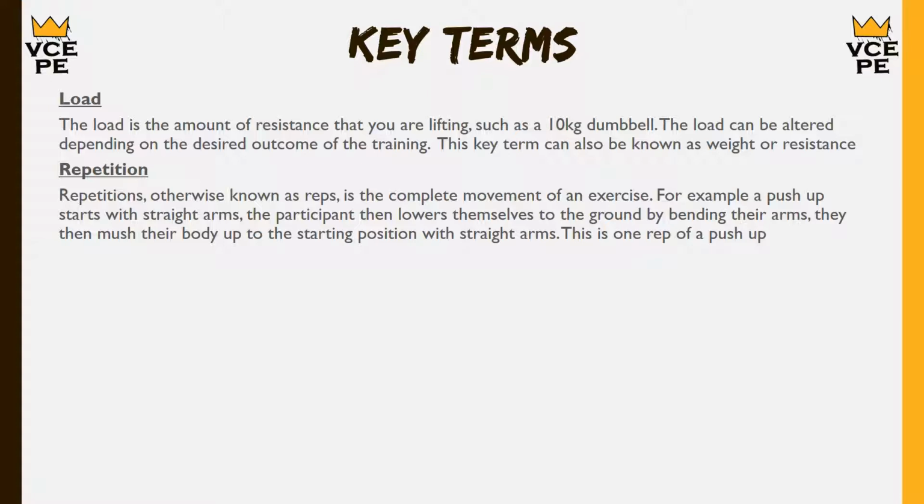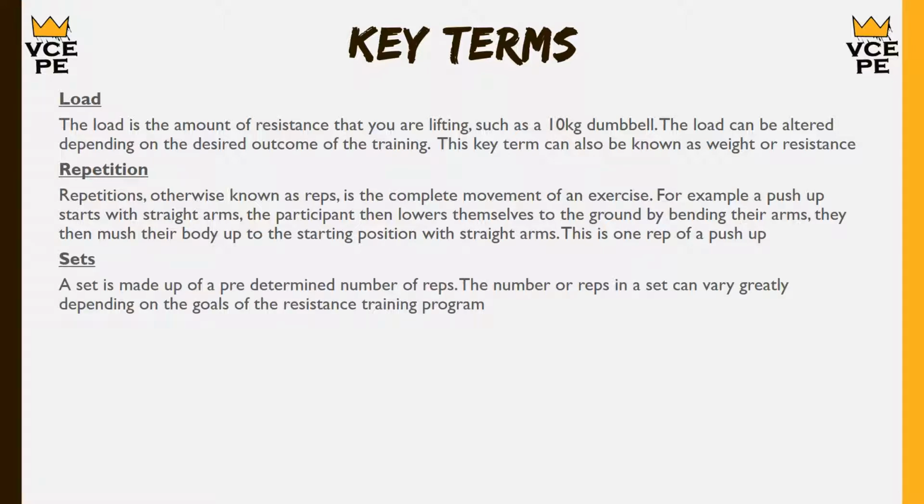Repetition. So repetitions are often shortened to the term reps. And what we have to understand is that it is one complete movement of an exercise. So the example I have here is the push-ups. The person starts with their hands on the ground, their feet on the ground, their arms nice and straight. They bend their elbows, get down nice and low, and then push back up until their arms are straight again. And that is one repetition of the exercise.